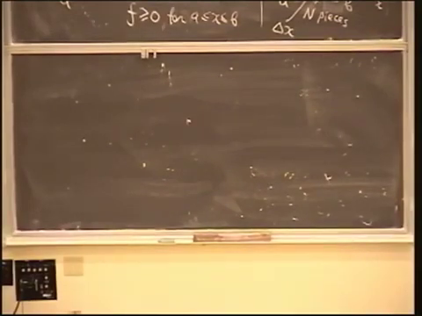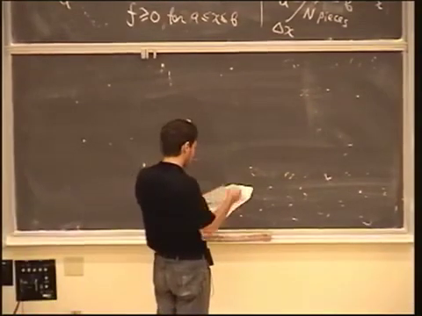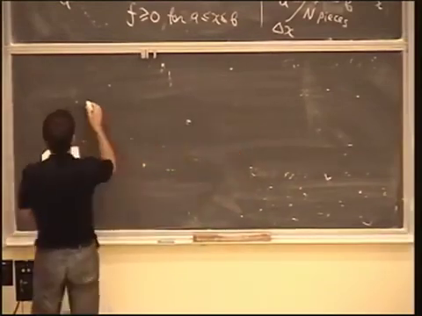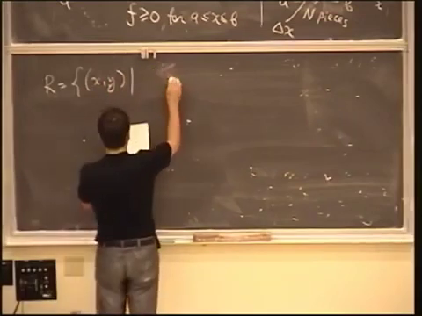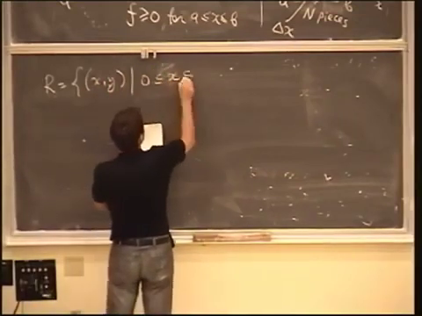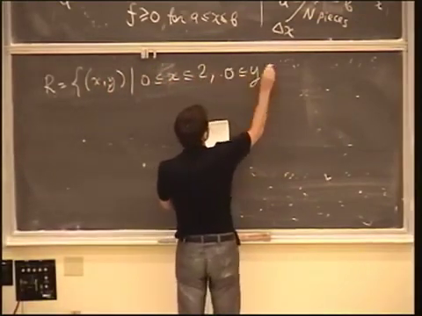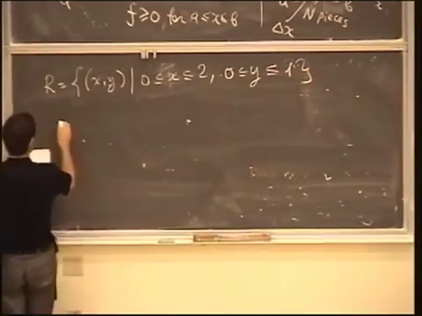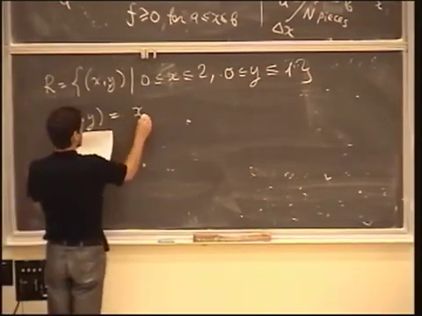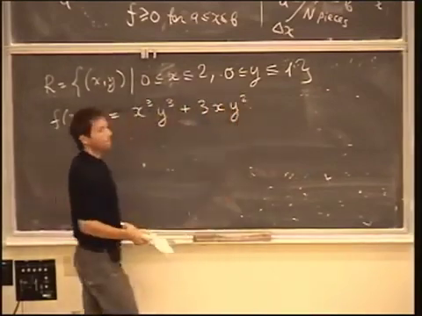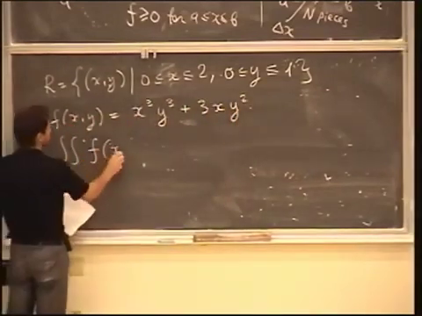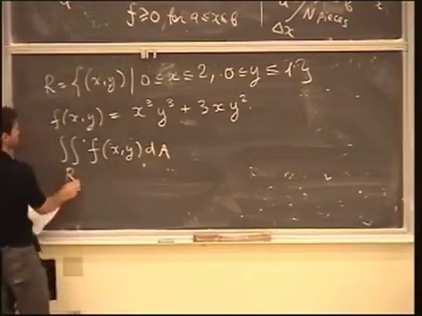Okay, so let's do this example. Suppose that R is the rectangle where x is from 0 to 2 and y is from 0 to 1. And the function f of x, y is x cubed y cubed plus 3x y squared. Okay, so we want to compute the integral of f of x, y dA over this rectangle.